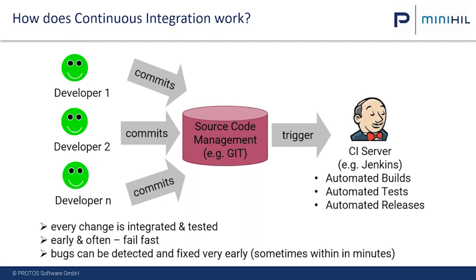So every change is integrated and tested, and please not nightly, not weekly, continuously, every commit. If it takes too long, make steps. Make 2 steps, a short stage and a long stage. So early and often, fail fast. So bugs can be detected and fixed very early, sometimes within minutes. So whatever you test, make sure that you get a fast response.